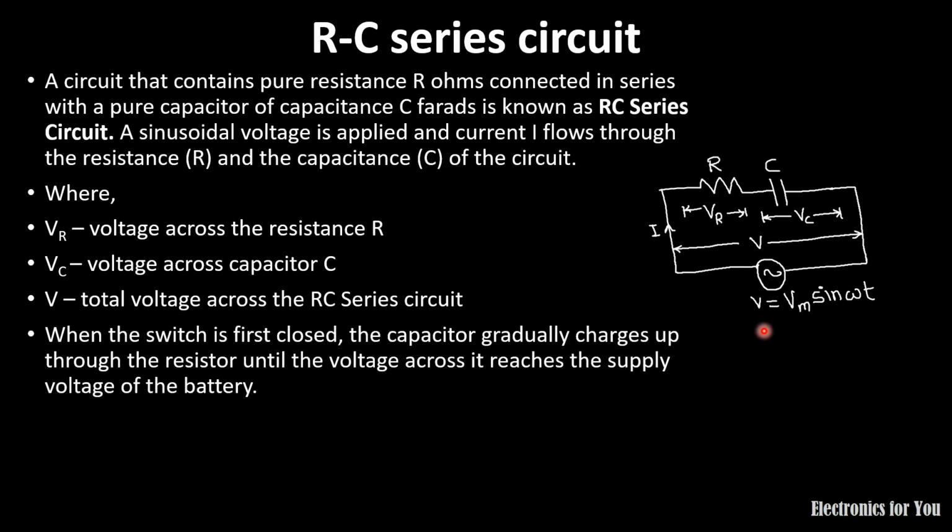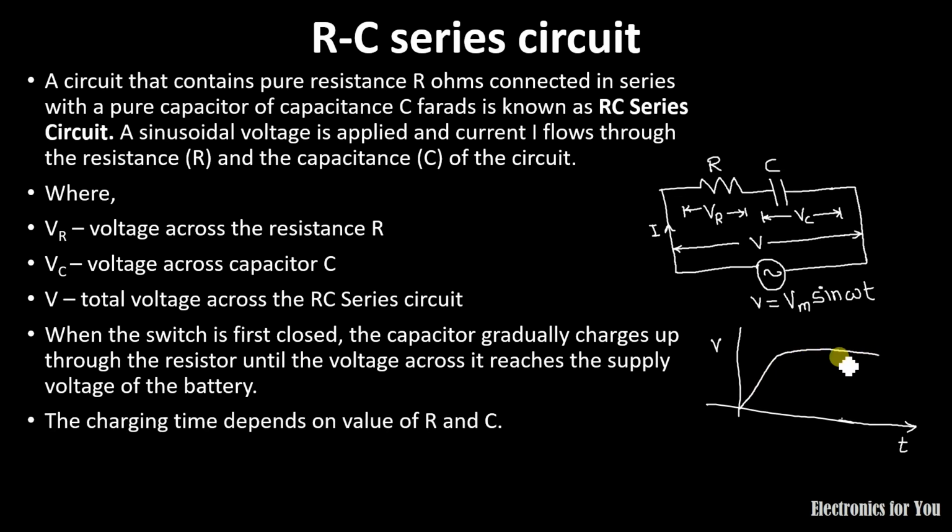Now when the switch is closed, the capacitor gradually starts charging, and it will charge until it reaches the maximum power supply voltage. It means that if we want to plot the diagram for this charging, then if this is the time axis and this is the voltage, the capacitor will charge like this, and this charging depends on the time constant of R and C.